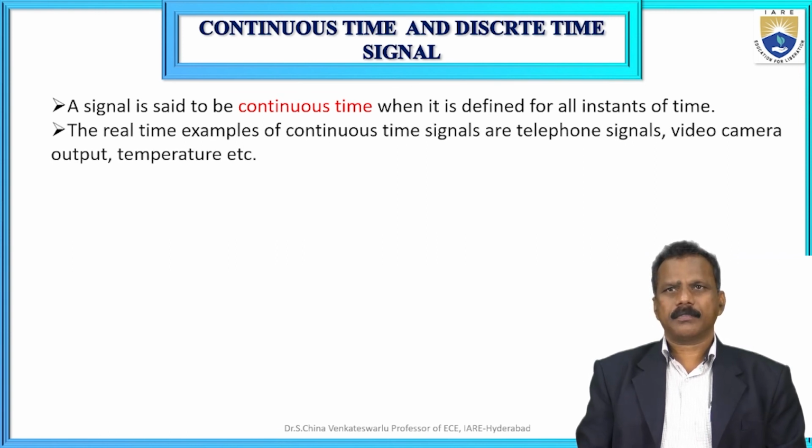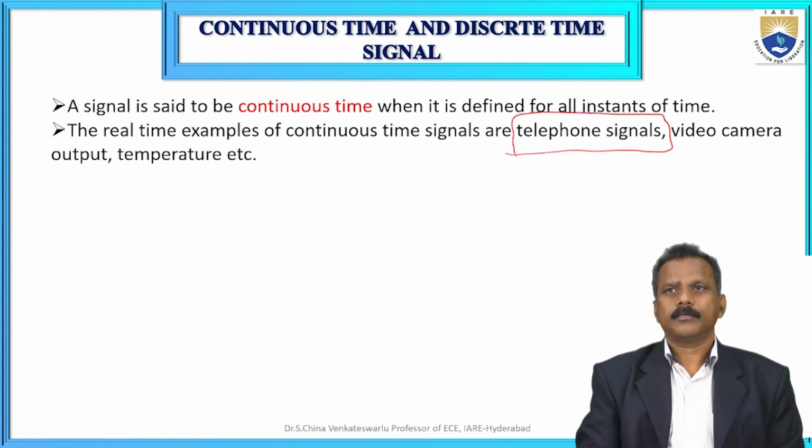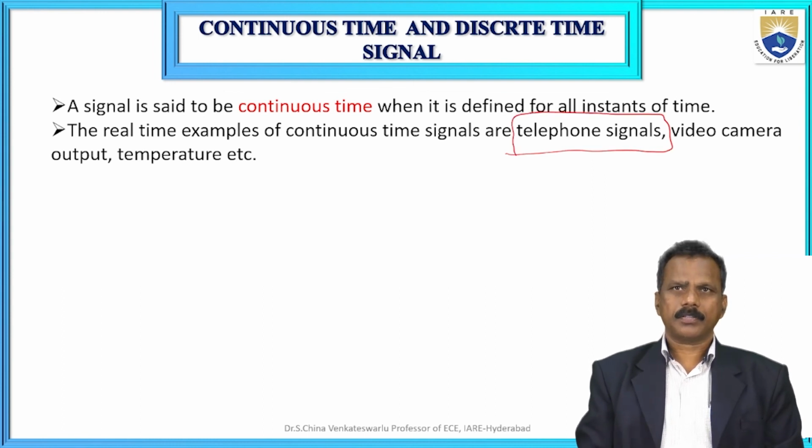Real-time examples of the continuous time signals are the telephone signal. It is always involved with the CTS, continuous time signal. So the real-time best example is the telephone signal. The telephone signal, how they are estimating it with this continuous time and maybe discrete time signal.